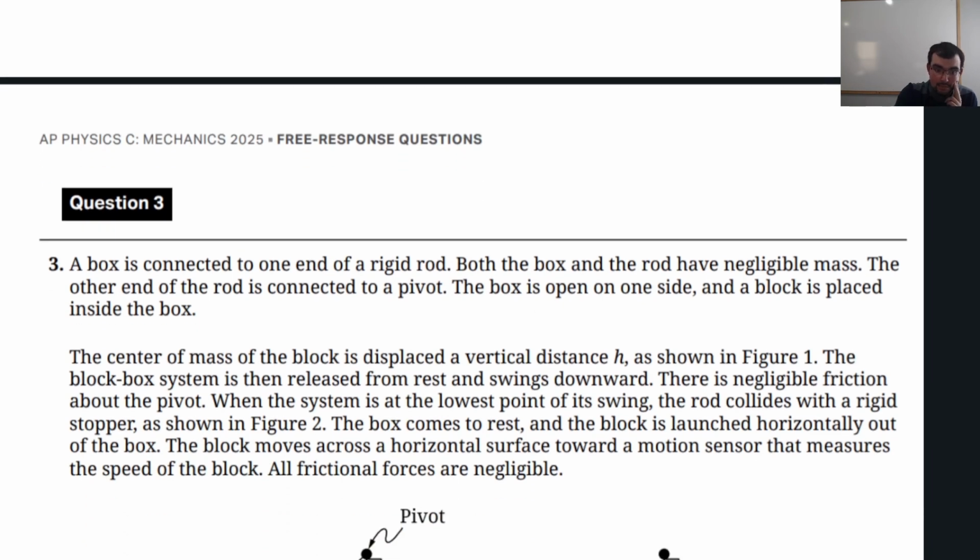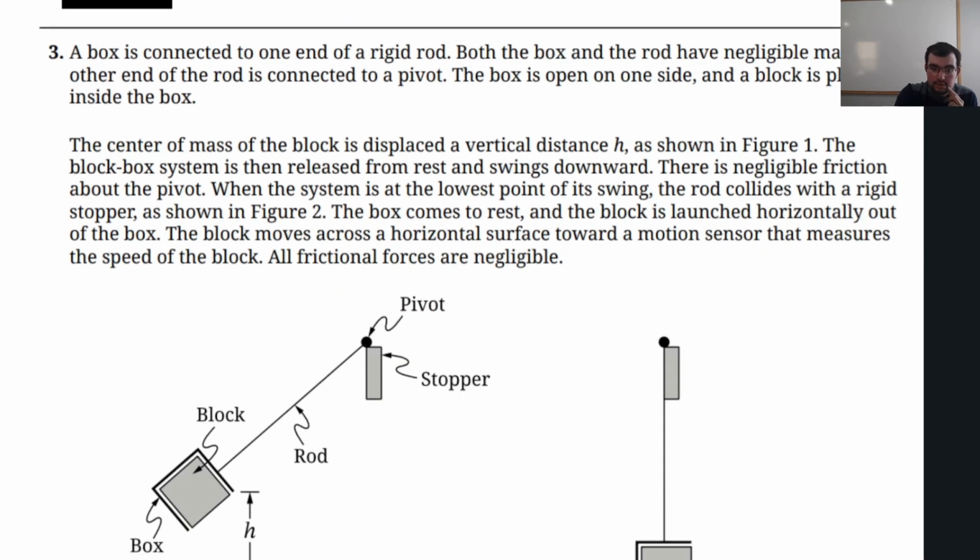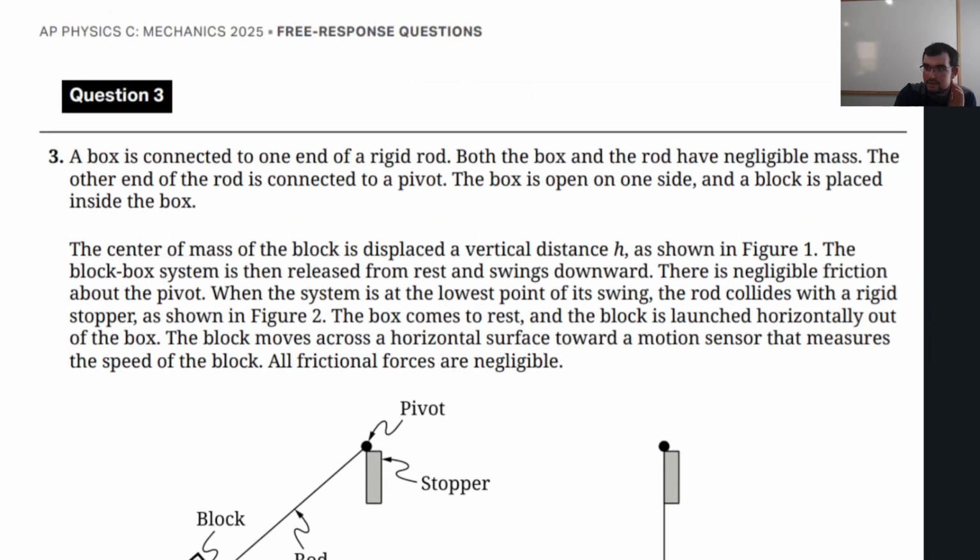All right, now for the lab question. This is the easiest lab question I've ever seen. So I hope a lot of us had success on this. I think this could arguably be one of the easiest mechanics FRQs I've seen in my life.